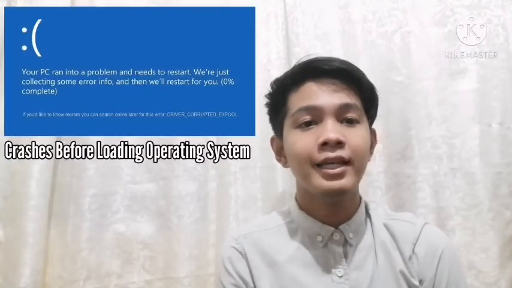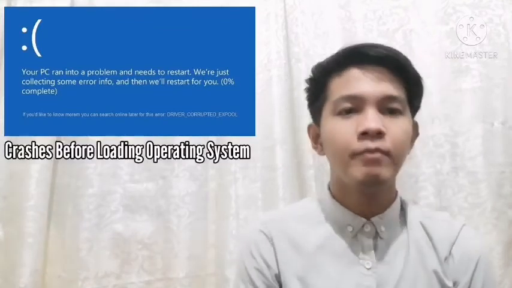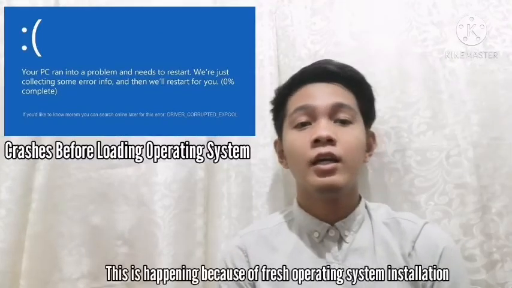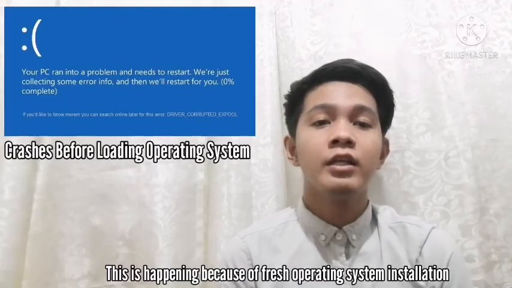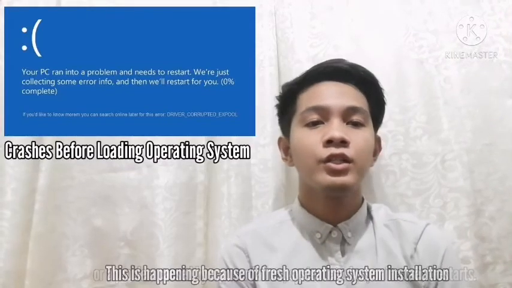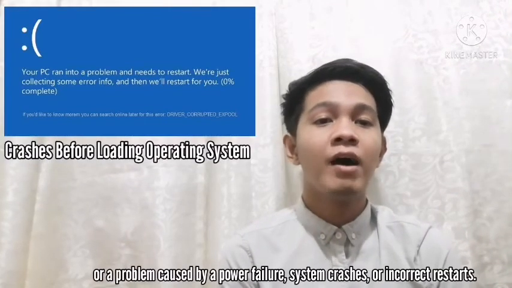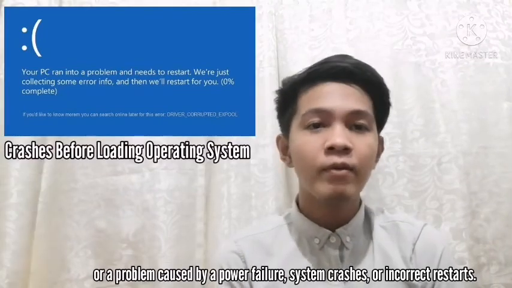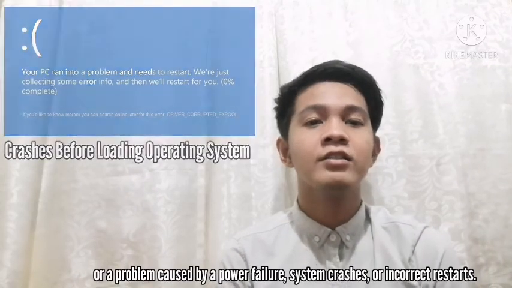The next problem is a crash before loading the operating system. It happens because of a fresh operating system installation, or a problem caused by a power failure, system crash, or incorrect restarts.